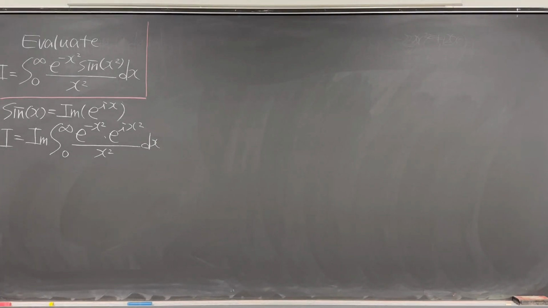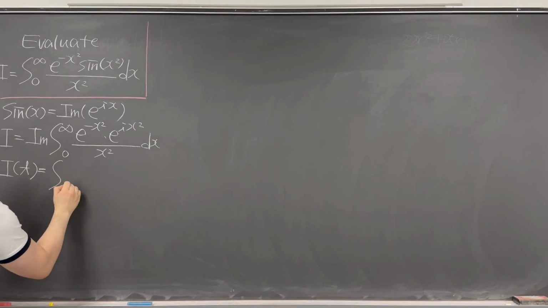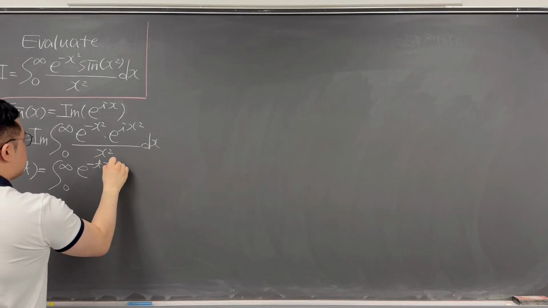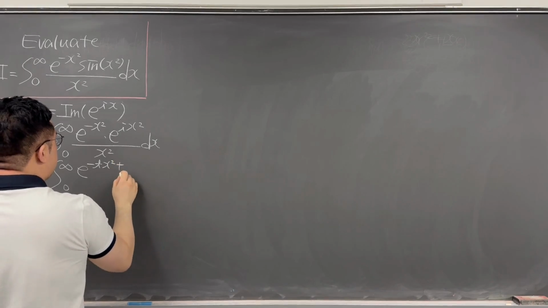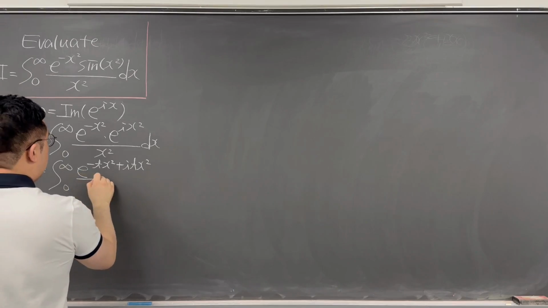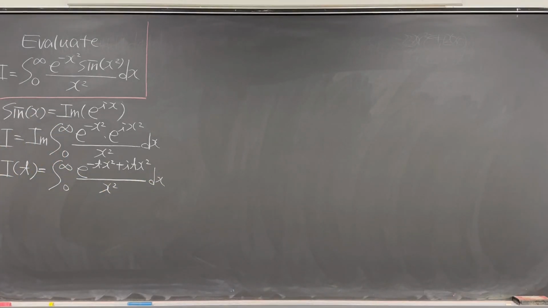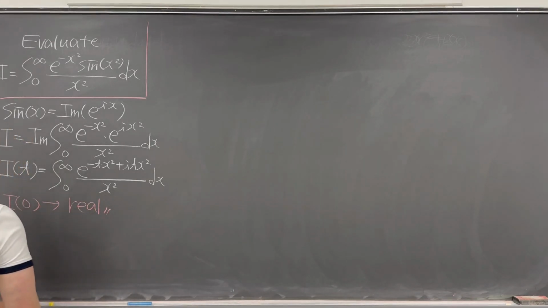Okay, then I'll be calling this I of t, the integral from 0 to infinity of e to the power of negative t x squared, and then using the product rule of the exponential operation, we have plus it x squared, over x squared, and we have dx. Okay, so based on this, note this I of 0, this has to be the real part, right?